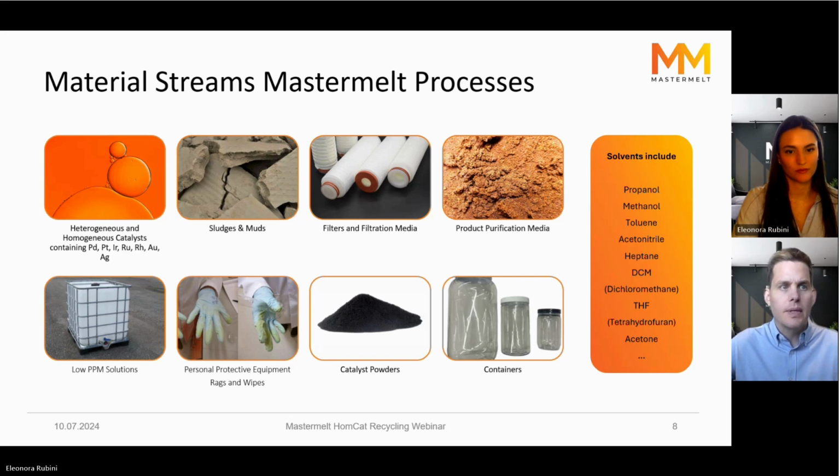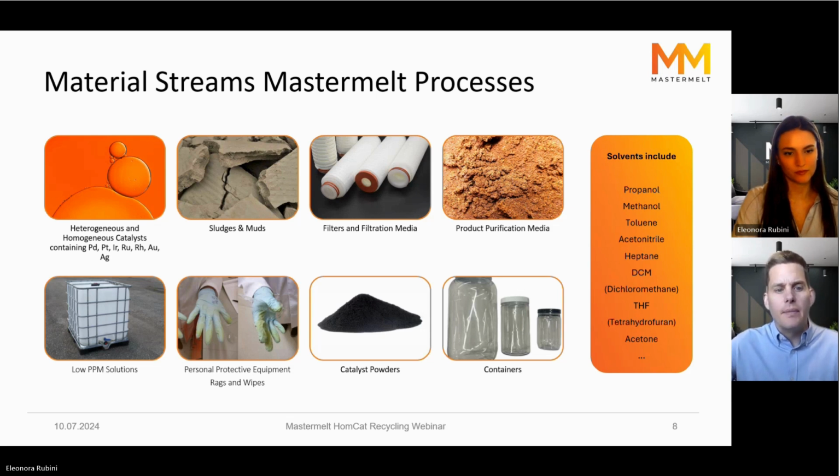So it's important to understand that these materials need to also be sent for processing because they do contain the precious metals. And one thing that's really overlooked, and we're talking here again about homogeneous catalysts, is when there are some low ppm solutions. It might be a fine mix of different organic solvents that are left in IBCs, and there is some intrinsic value left in there. And these are really where we'll talk in more detail, where typically these are overlooked.